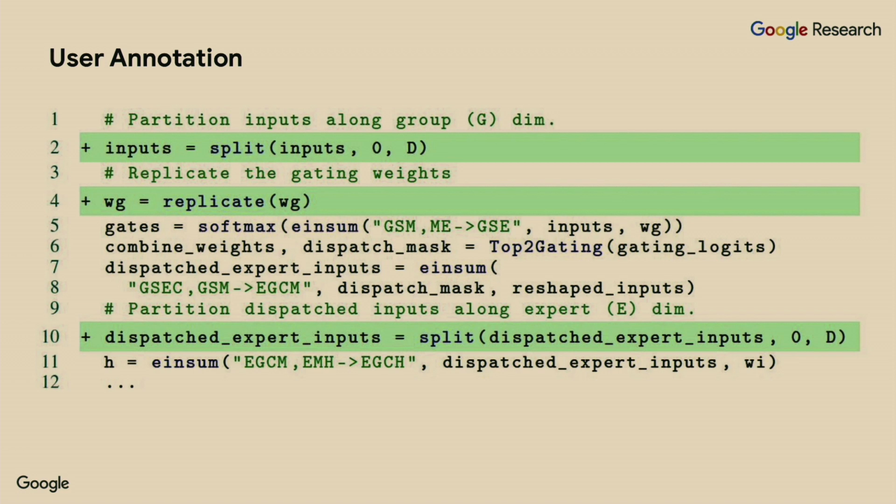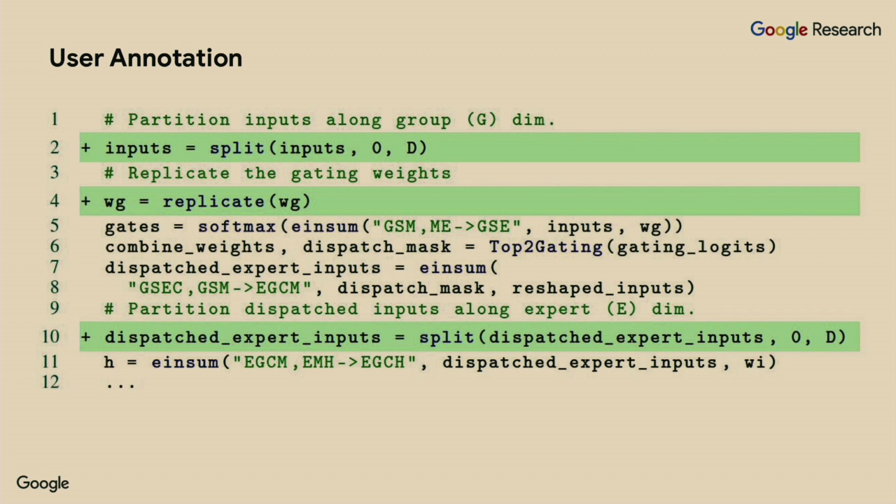Replicated, used on line 4, specifies that tensor WG, which is the gating softmax weight matrix, is to be replicated. Top2Gating on line 6 is calling another subroutine written in standard TensorFlow code. The rest is just a few einsums doing the heavy lifting work. Note that the annotation is sporadic throughout the code. We rely on the XLA partitioner to reason about the shardings for unspecified tensors.